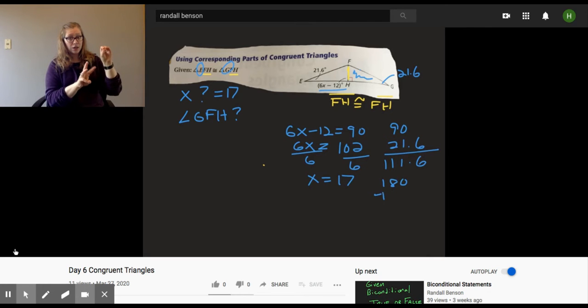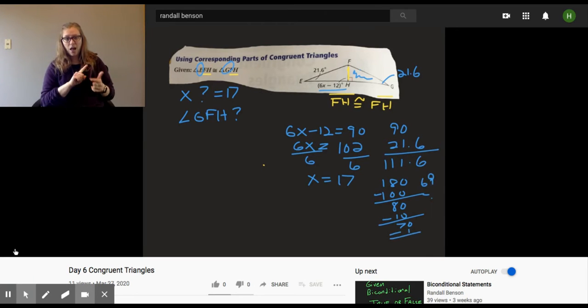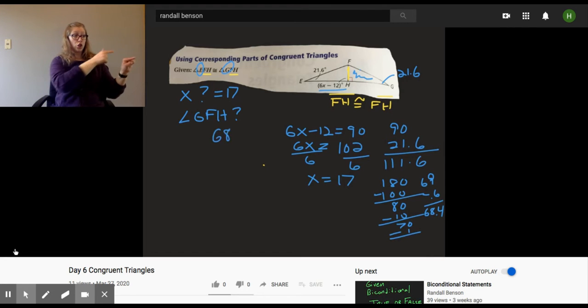So I'm going to do it in pieces because I'm doing it in my head. I'm going to subtract 100, that'll give me 80, and then I'm going to subtract 10, that'll give me 70, subtract 1, that gives me 69, and then the last bit, I'm going to subtract the 0.6, and that's going to give me 68.4. So angle GFH is 68.4 degrees.